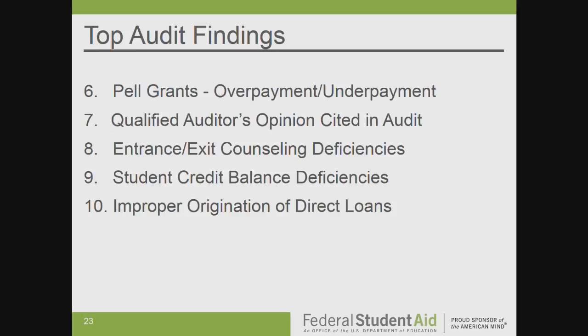The new finding that made the list is improper origination of direct loans. School officials must ensure students meet the borrower eligibility requirements that are stated in 34 CFR 685.200 before originating a direct loan. The correct student data must be provided.